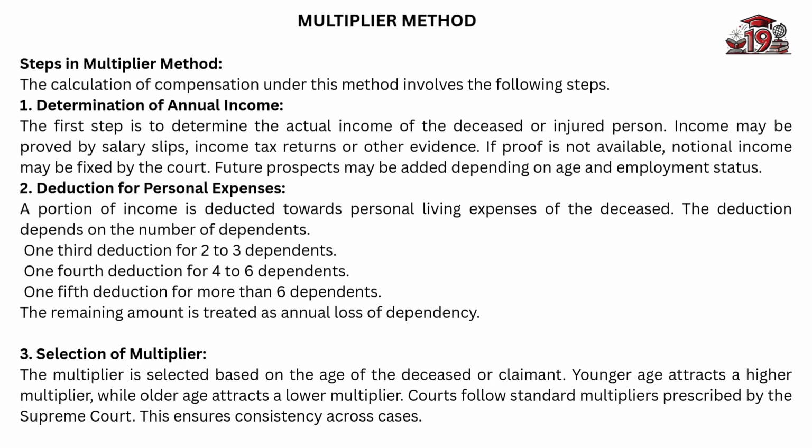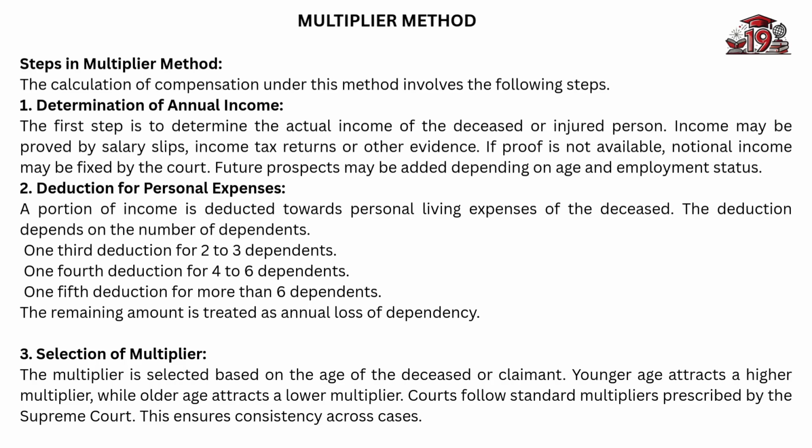Steps in multiplier method. The calculation of compensation under this method involves the following steps. Determination of annual income. The first step is to determine the actual income of the deceased or injured person. Income may be proved by salary slips, income tax returns, or other evidence. If proof is not available, notional income may be fixed by the court. Future prospects may be added depending on age and employment status.